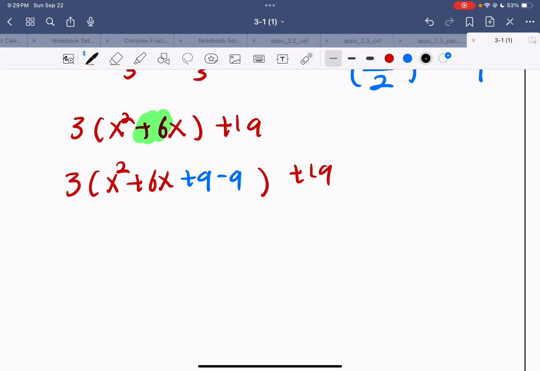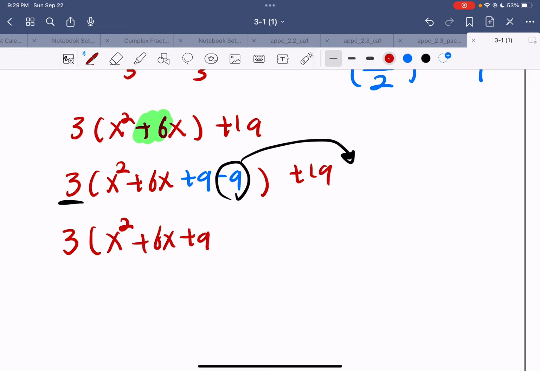Next step. Always you're going to take out negative 9. But when you do this, make sure you multiply by this number. So you get 3x squared plus 6x plus 9 plus 19. Negative 9 times 3? Negative 27.